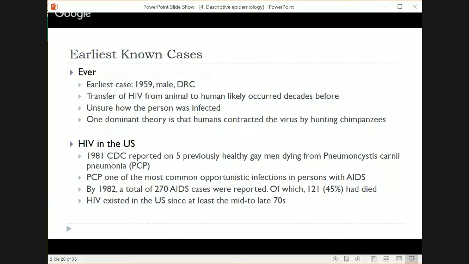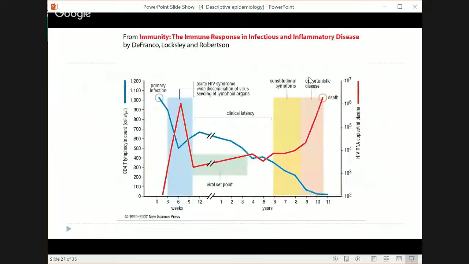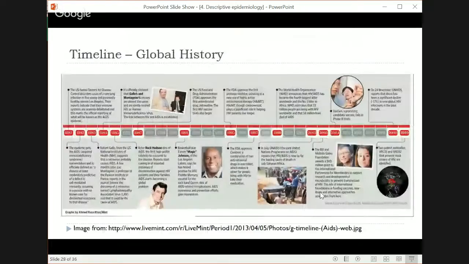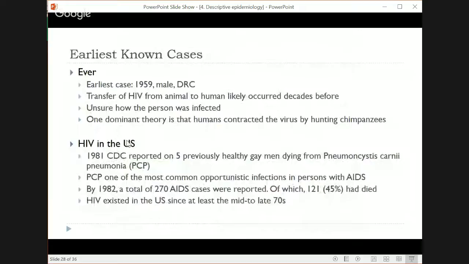PCP later became known as one of the most common opportunistic infections in persons with AIDS. So opportunistic infections, again, occur in this sort of peachy box. This is about 8.5 to 11 years after the initial infection. So 1981, first 5 cases reported. By 1982, a total of 270 AIDS cases were reported, of which 121, 45%, had died, so within a year.